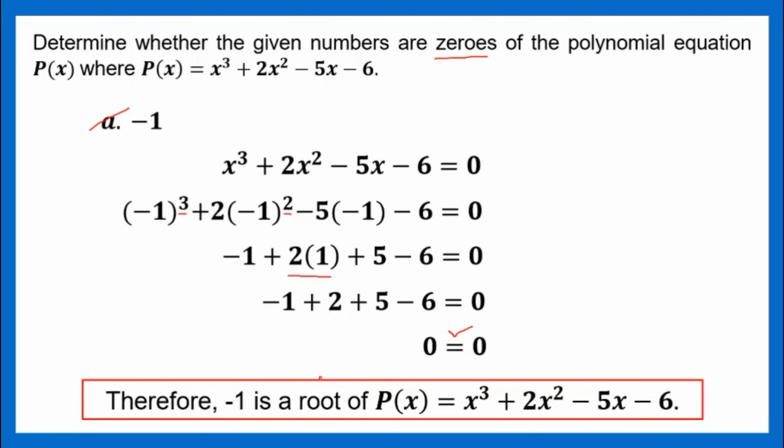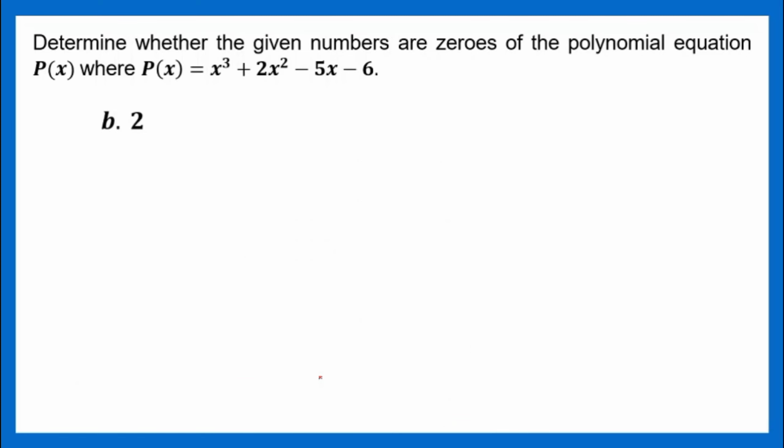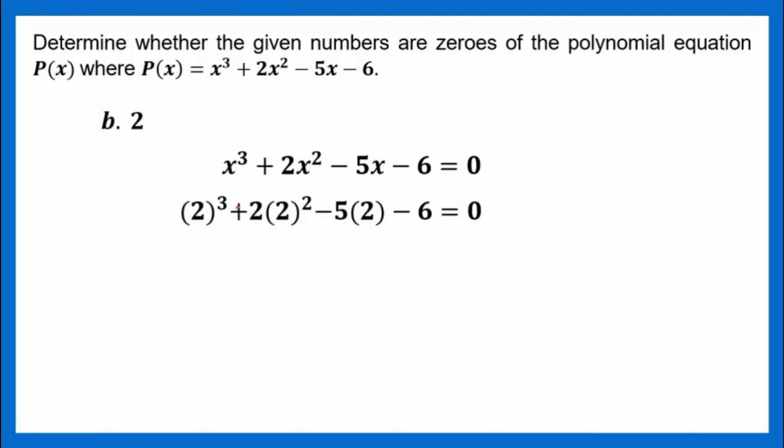Ayan. So, let's have letter B. Ang B naman is 2. So, sa 2, change natin lahat into 2. Lahat ng x dyan. So, magiging siyang 2 cubed plus 2, tapos 2 squared minus 5 times 2 minus 6 equal to 0. So, make sure naka-parenthesis lahat ng 2 na ipinalit natin. In this case, we don't need the shortcut kasi nga positive naman yung nasa loob.